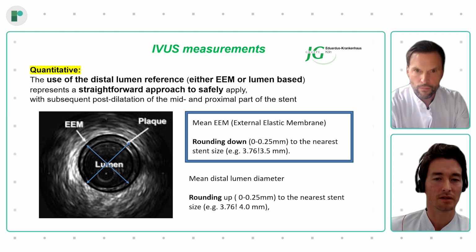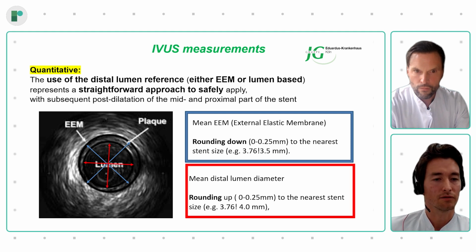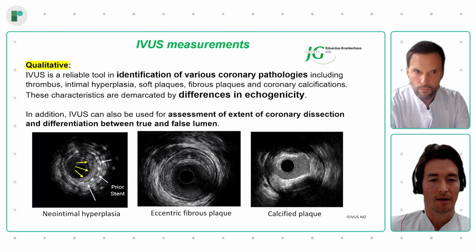This is an example how to measure the so-called EEM, the external elastic membrane. When you use this mean EEM, you should take your sizes and then rounding down to the nearest stent size. Whereas if you apply to use the mean distal lumen diameter, you should be rounding up 0.25 millimeters. For example, a 3.76 mean distal lumen diameter would mean a 40 millimeter stent, for example.